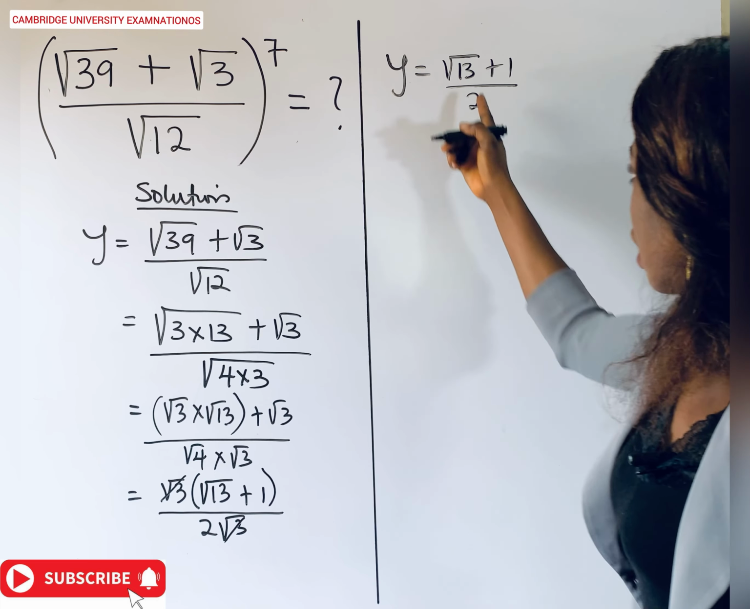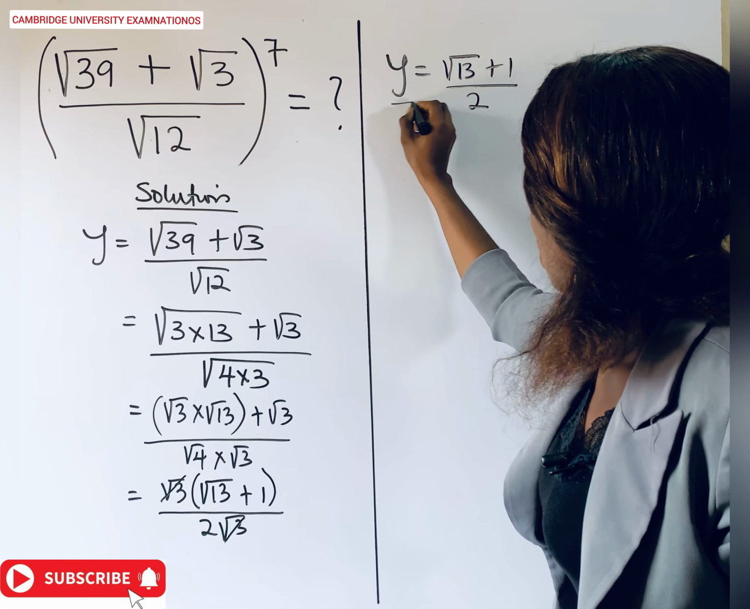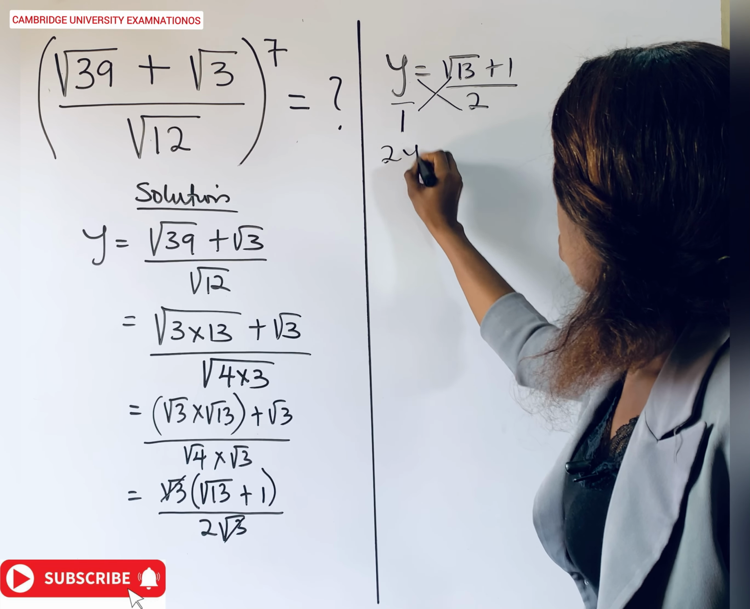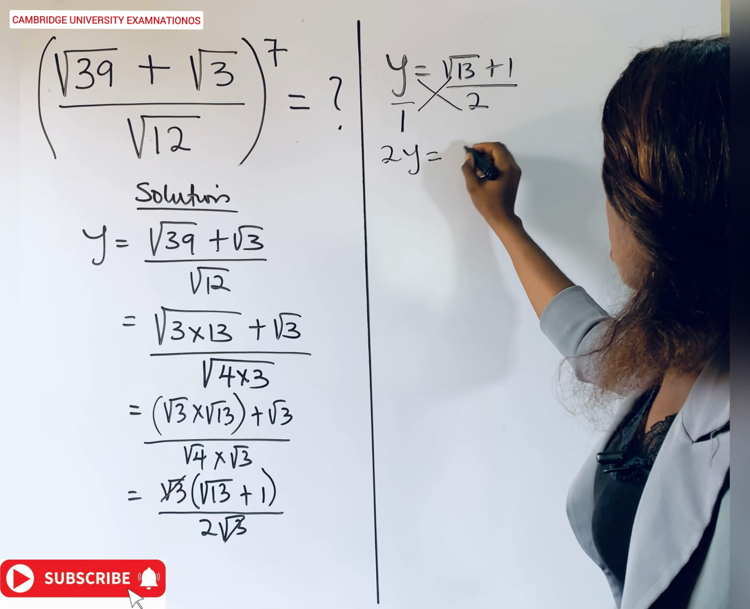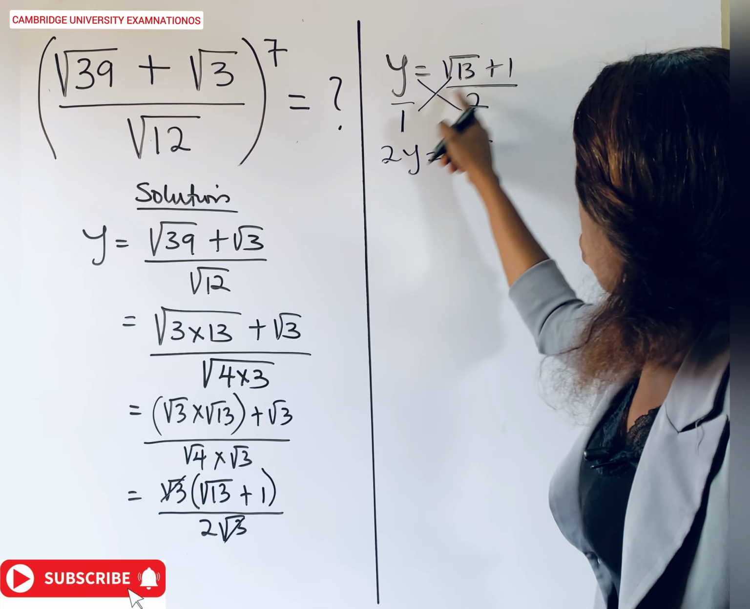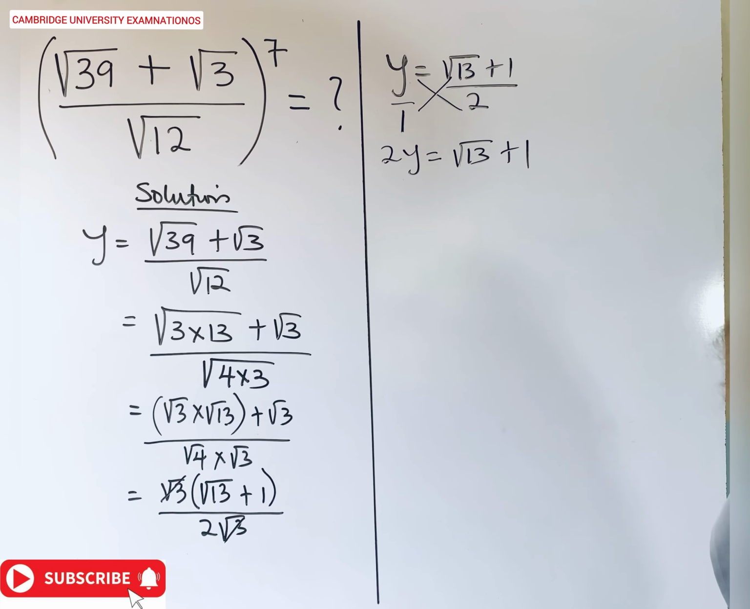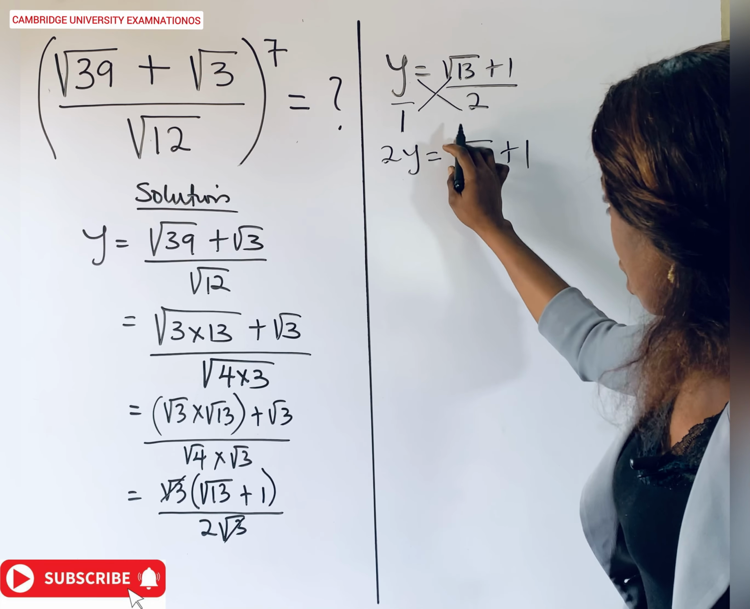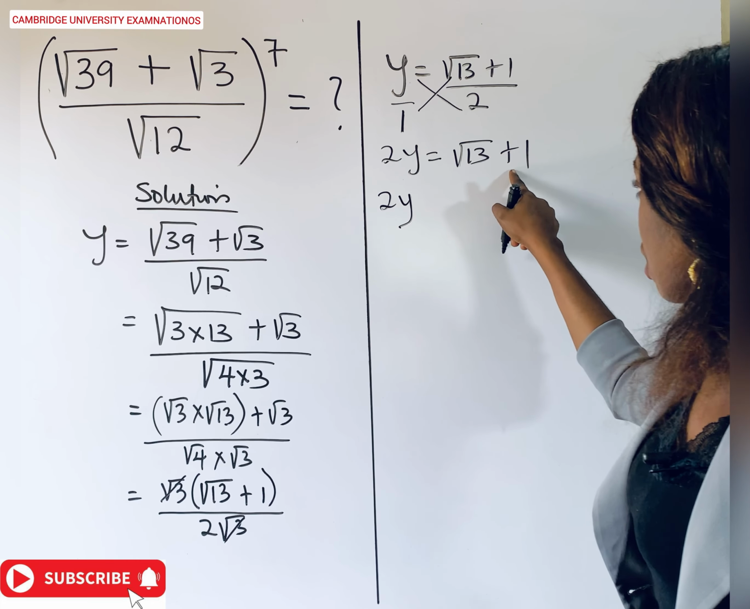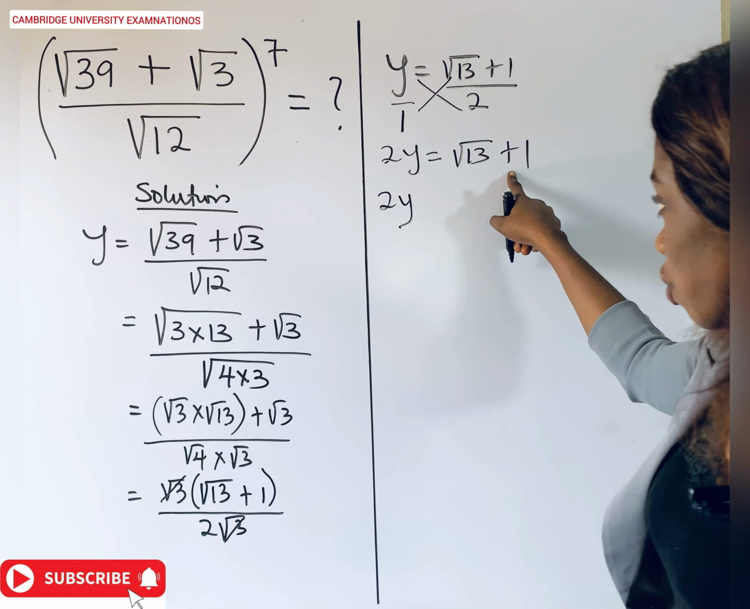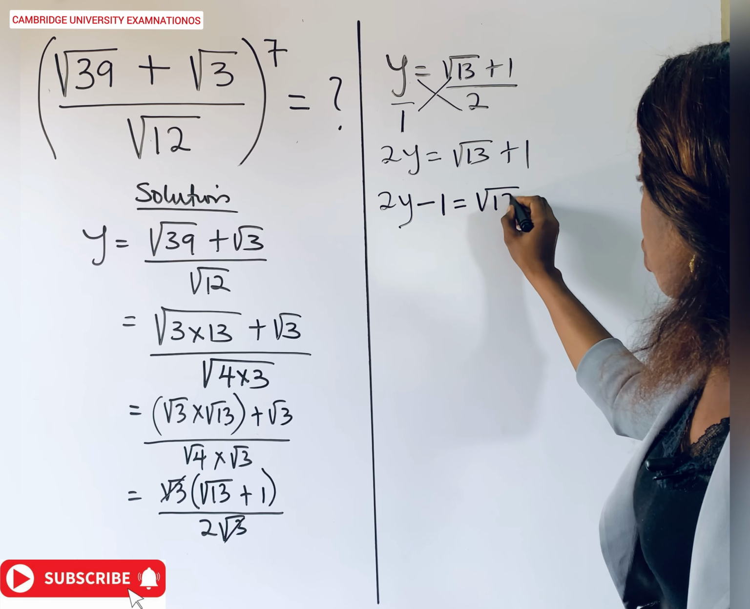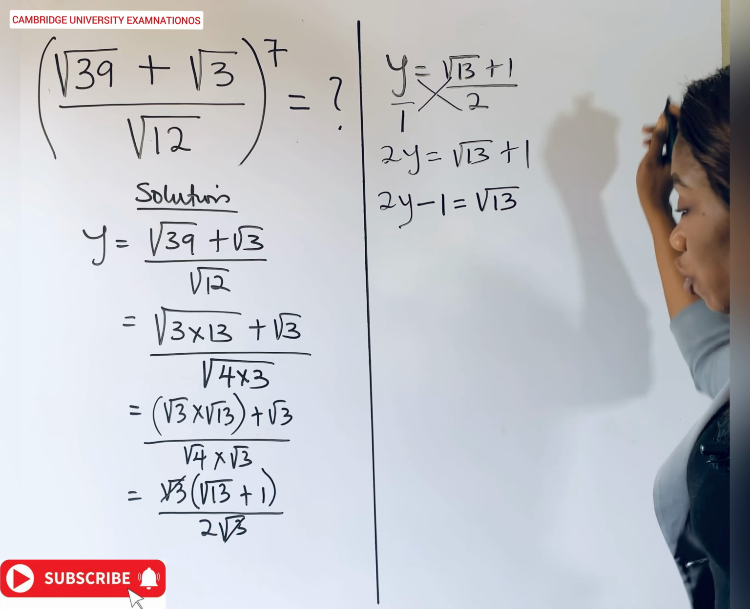Okay, so let's simplify again. Remember, this is over 1, so you can cross multiply. 2 multiplies this, you give us 2y. 1 multiplies this with root 13, and 1 will multiply 1 to give us 1. So what do you do again? We can collect these ones without the radicals. So we are having 2y. This is plus 1, so we can subtract from both sides to have 2y minus 1 is square root of 13. When you subtract 1 here, it goes off.